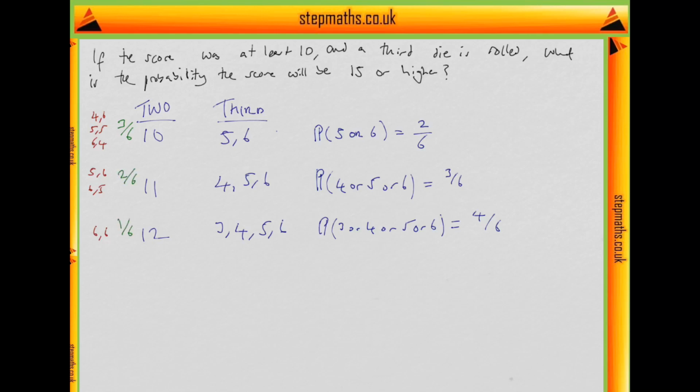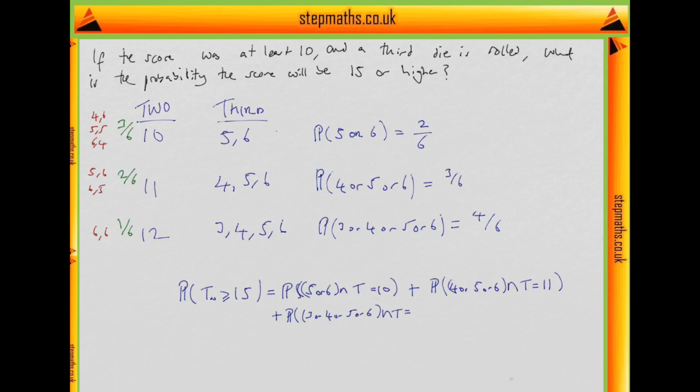So that means our final probability, the probability that the new total is greater than or equal to 15, is the probability of a 5 or 6 and the total was equal to 10, or the probability you have a 4 or a 5 or a 6 and the total was equal to 11, or the probability you have a 3 or a 4 or a 5 or a 6, and the total was equal to 12.